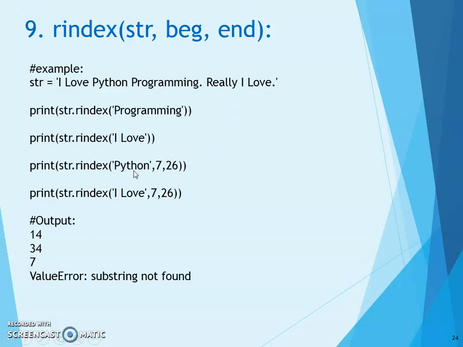In the same way, for Python we want to check with starting index 7 and ending index 26. So from 7 to 26 we want to check whether Python is present. It is present here, so it will return the 7th index. Now we want to check whether the string I love is present from the 7th index to the 26th index. This string is not present there, so it will return an error, that is, ValueError: substring not found.